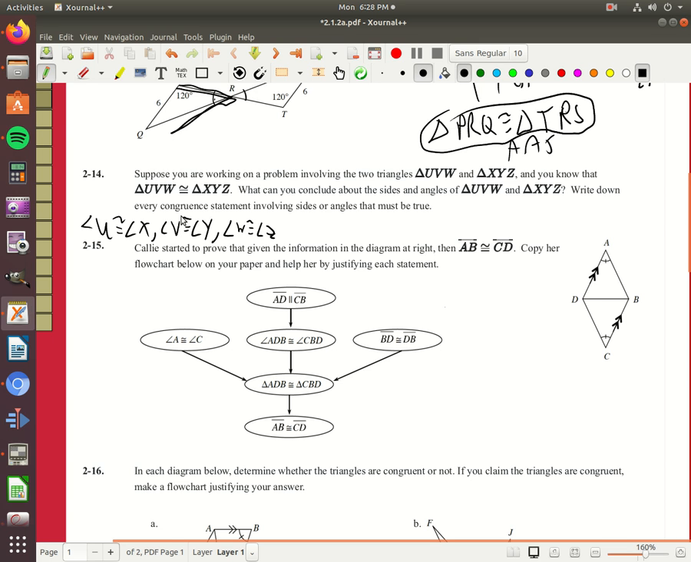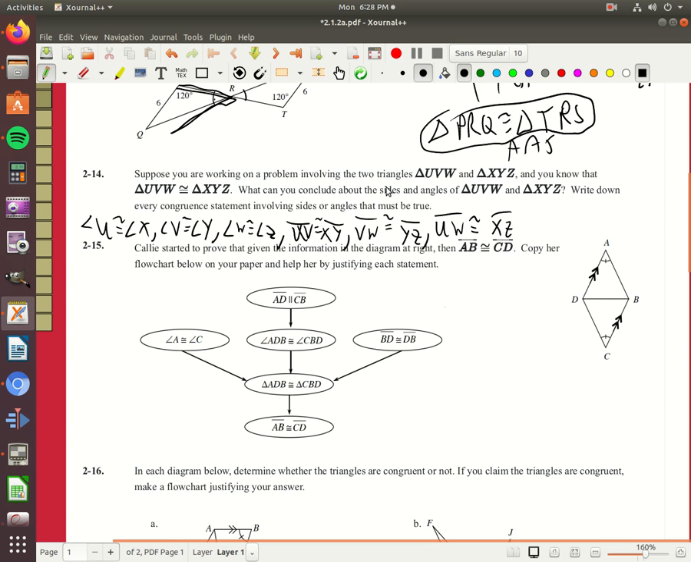I think I said first spot earlier, I meant second. So first spot, second spot, third spot. I know that side UV is congruent to side XY because they're in the first two spots. I know that VW and YZ go together, so side VW is congruent to side YZ because they're in the second and third slots. And finally, I know UW has to be congruent, first and third, to XZ, first and third. So I know these 3 angles are the same and these 3 sides are the same.